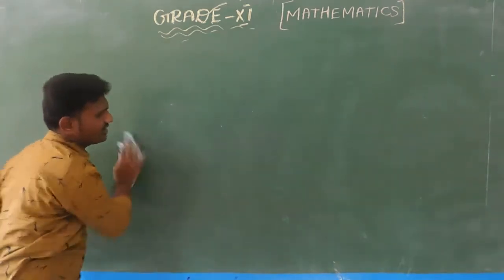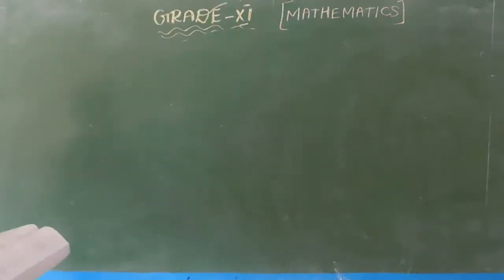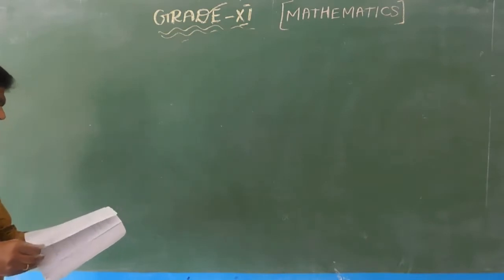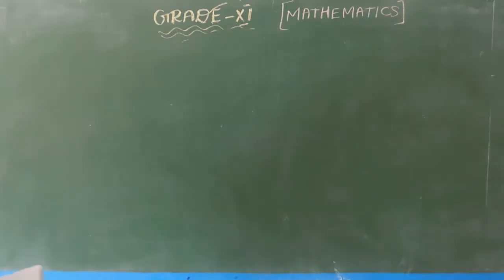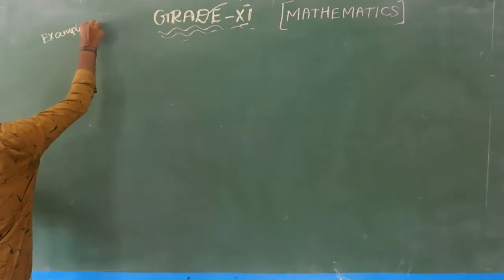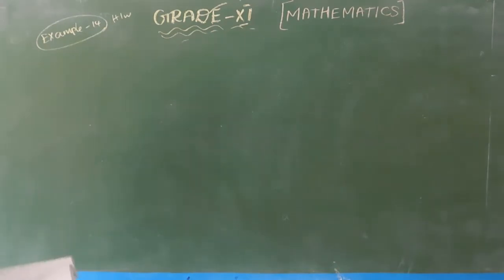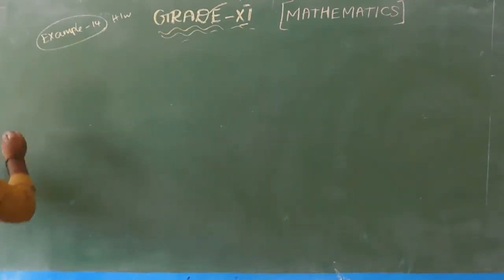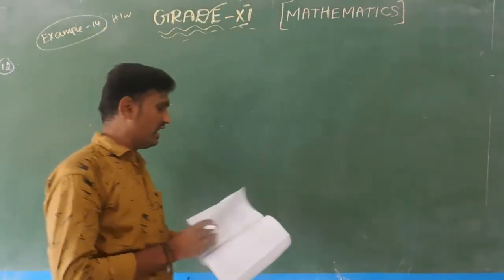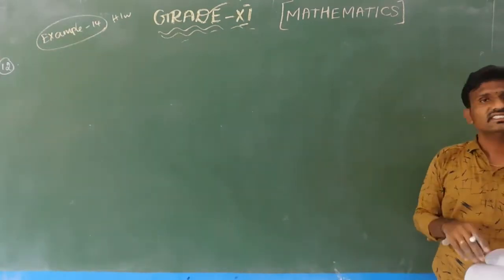The question number 10. Look at the book, page number 189. So the example 14 is your homework. This is the pattern of the question number 12 in your exercise. On both you have the same pattern. So students, listen carefully for this question. This is a 4-mark question to you.